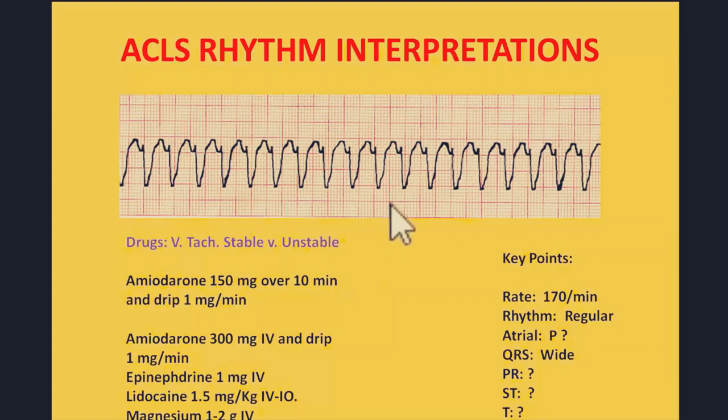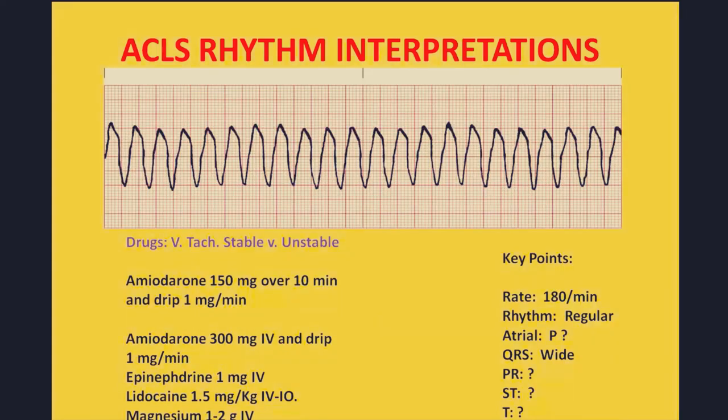However, if the patient is in an ischemic state following a myocardial infarction, then we need a more aggressive approach where we would administer amiodarone 300 milligrams IV and start a drip at 1 milligram per minute. If the patient is really unstable, we could even use epinephrine or lidocaine, and definitely we'll check the electrolytes and correct the potassium and magnesium levels.